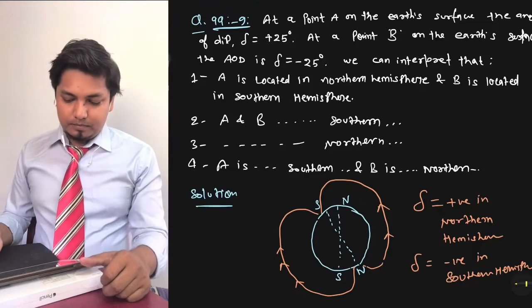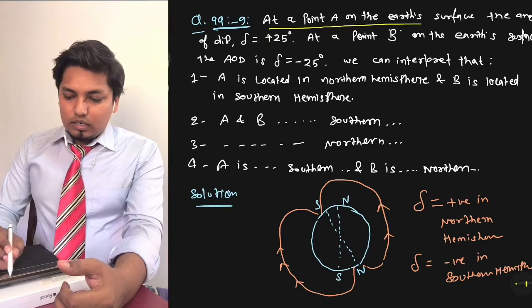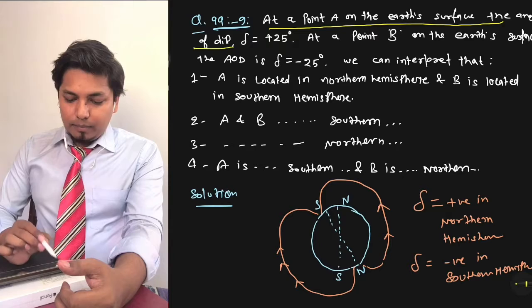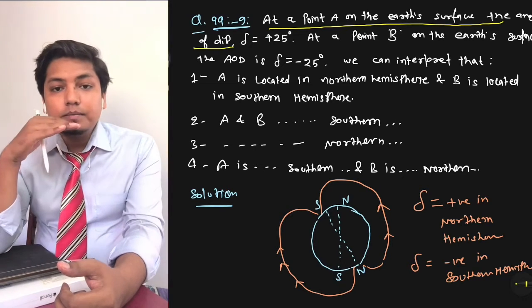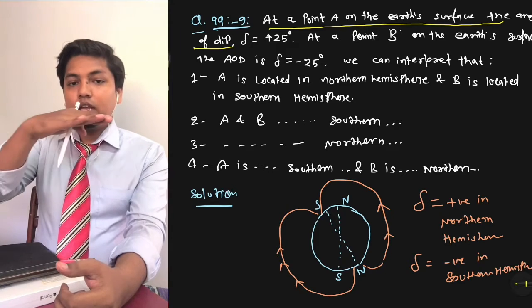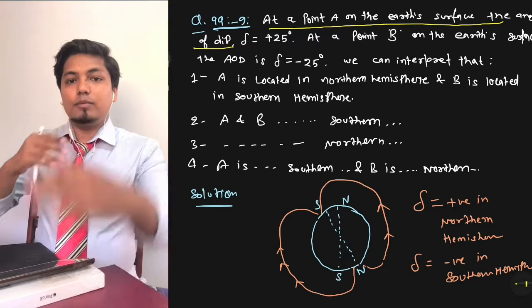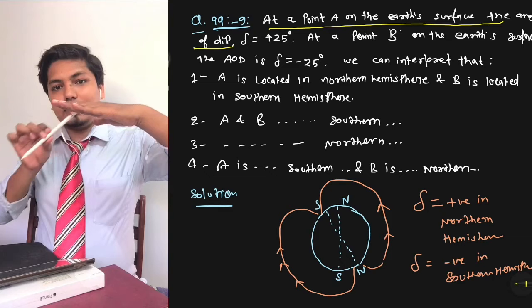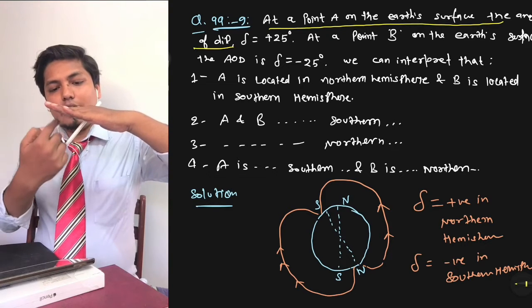Question number 9. At a point on Earth's surface, the angle of dip. Angle of dip means the horizontal. Suppose this is the horizontal, and your net magnetic field is like this. So this is called the angle of dip.